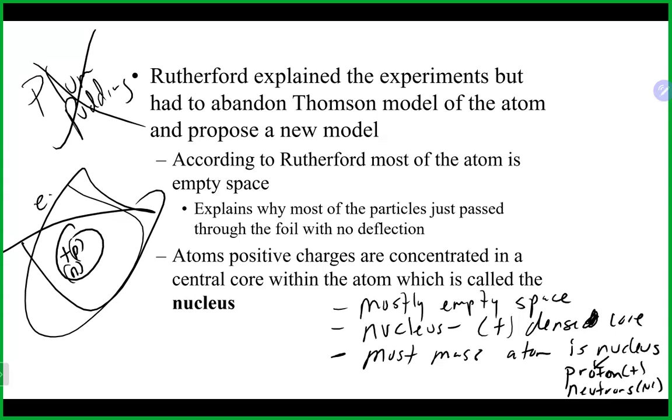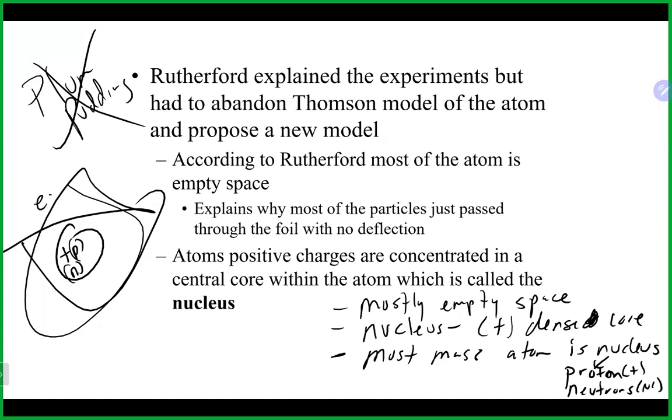Is there going to be an attraction between electrons, which are negatively charged, and the nucleus, which is ultimately positively charged? There is going to be attraction. That's why all your electrons don't just fly away. Even though they're flying around randomly in that empty space, there is an attractive force between those electrons and the nucleus.